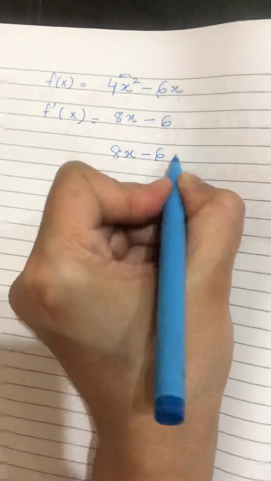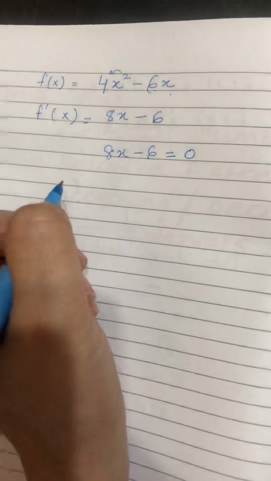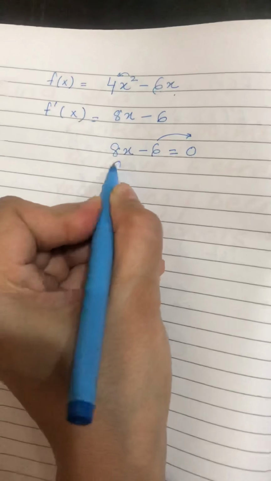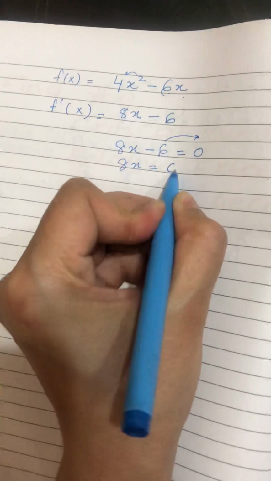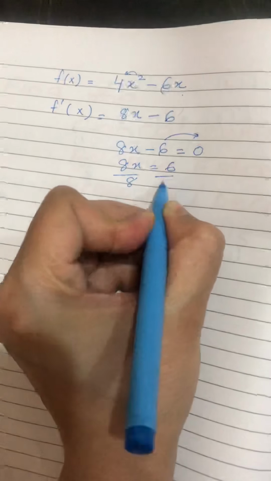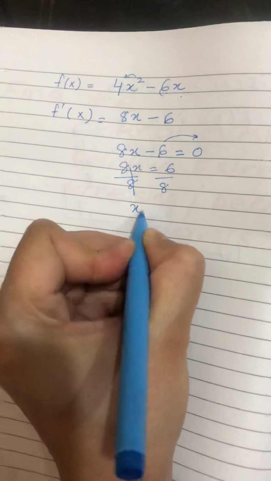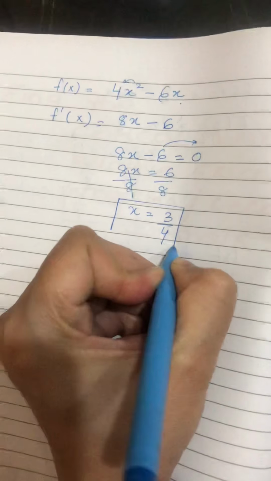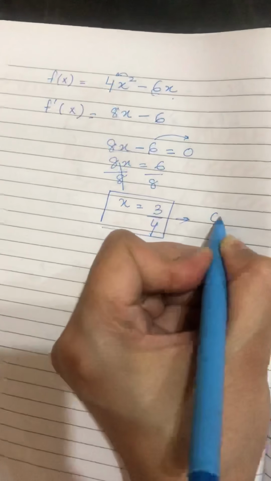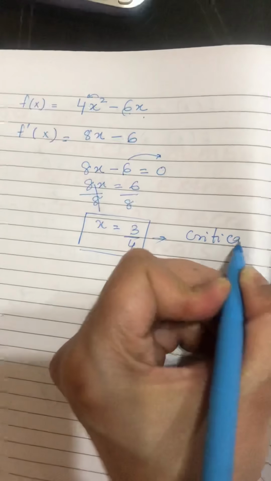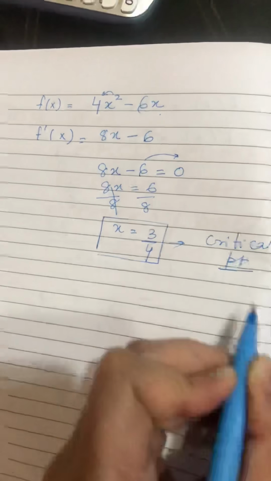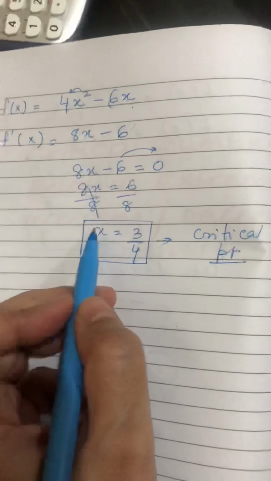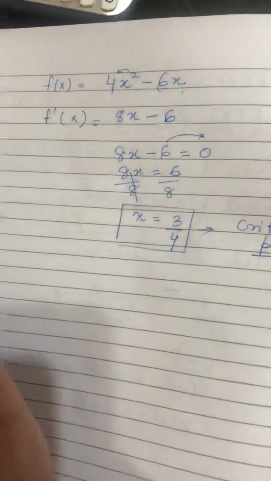So, write it down: 8x minus 6 equals 0. Now, find the value of x. So, bring the 6 here, so it will become positive 6. Divide both sides by 8. So, you will get x equals 3 over 4. Now, this value of x is actually the critical point or the critical number.